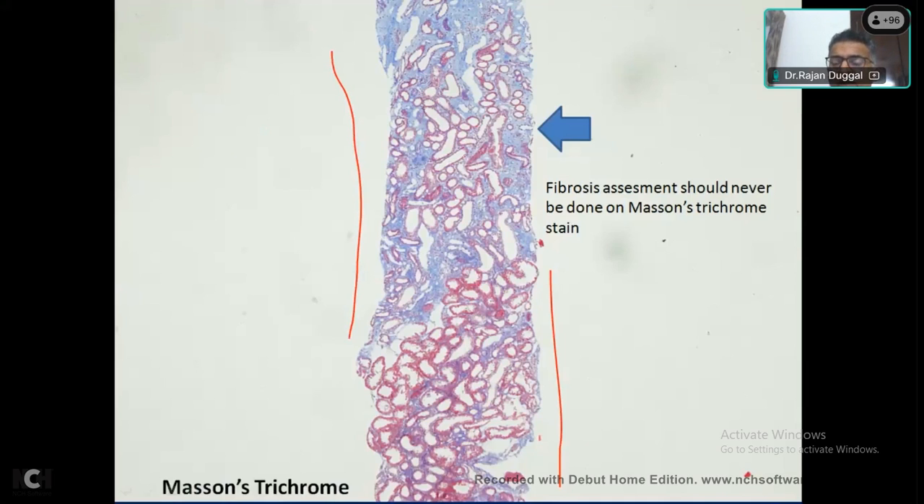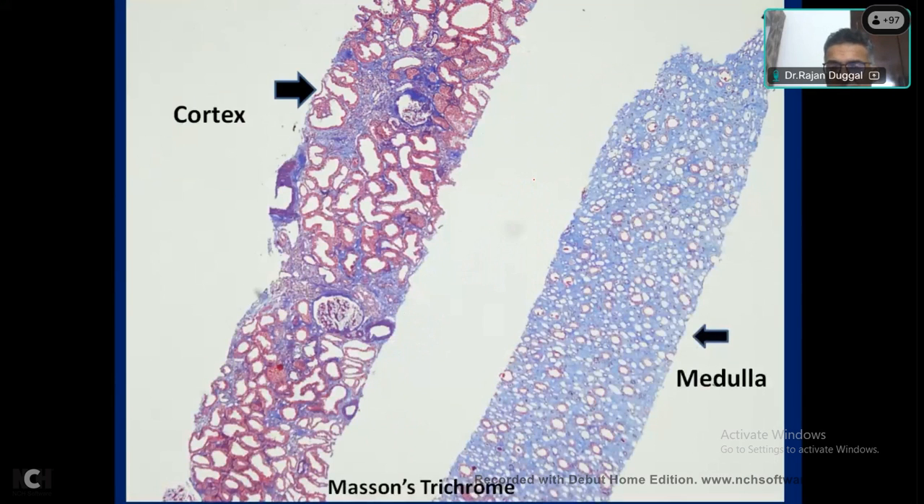Okay. So whenever you do Masson's trichrome stain, you have to assess chronicity in the cortex, and not in the medulla. Because in medulla it will appear slightly bluish, because the tubules are separated from each other, so it will appear as more fibrotic. So never assess Masson's trichrome stain fibrosis in the renal medullary area. You have to assess in the renal cortical area. And whenever we say this biopsy is showing chronic changes, we are talking only about renal cortex, and we are not talking about renal medulla.